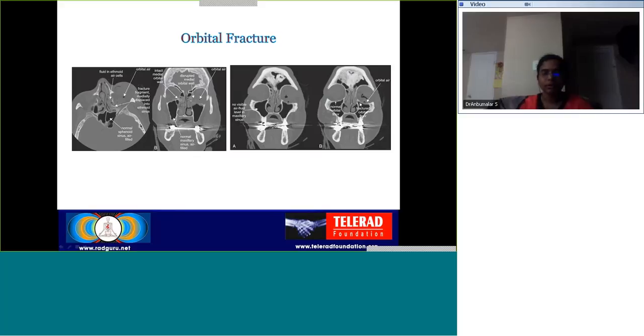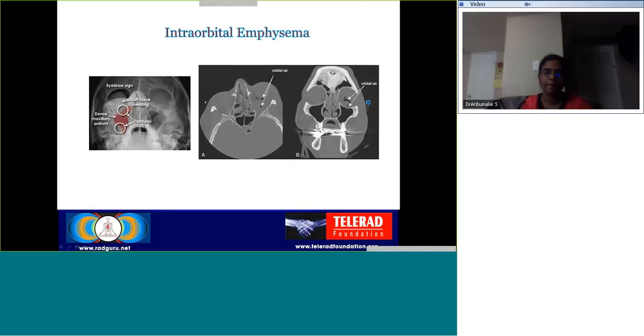This is an example of the floor of the orbit being fractured. So whenever you see an intraorbital air, then you have to search for the fracture. Subtle and non-displaced fractures like this. This is the non-displaced fracture of the orbital floor. So, as I already mentioned, the retrobulbar or the intraorbital air is indicative of the fracture in the orbit.